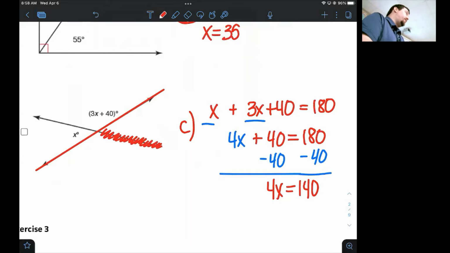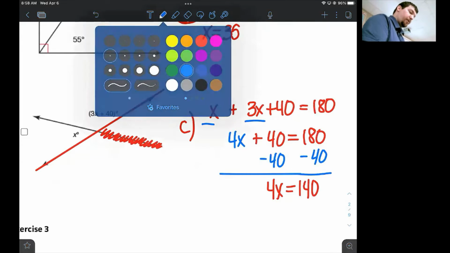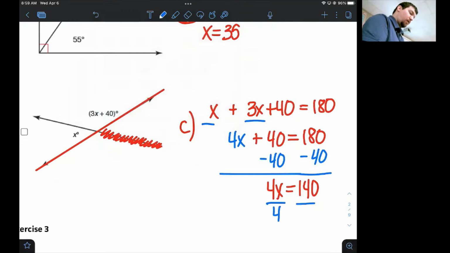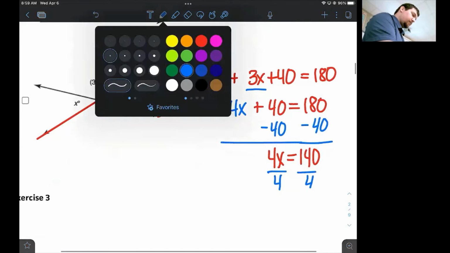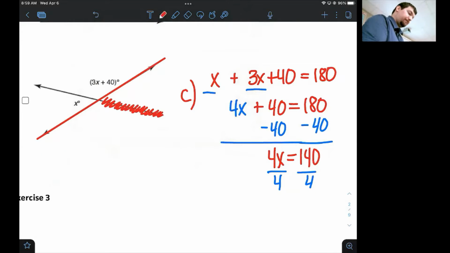Now we have to get rid of the 4. That 4 is not being added or subtracted like the 40 was. This is being multiplied to the X, and the opposite of multiplying is dividing. And what is 140 divided by 4? Addison? 35. It is 35. Excellent. So X is 35, and that's what we're looking for it to be. So we can circle C as well.